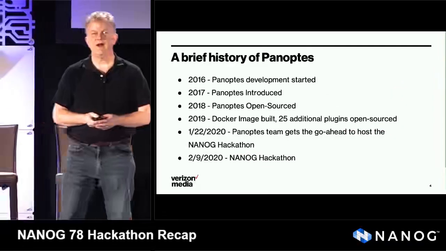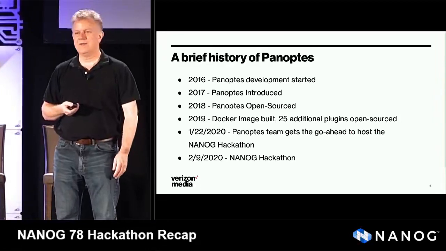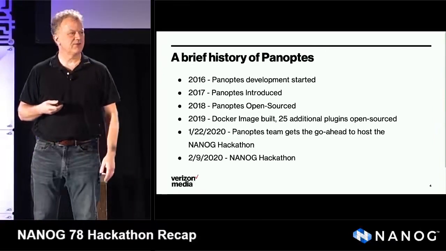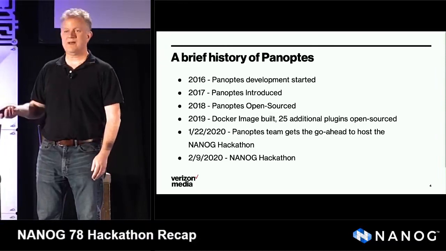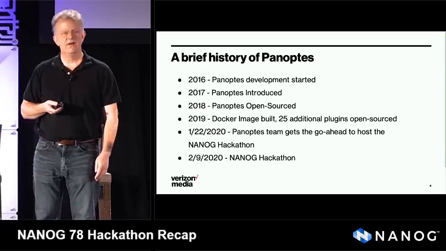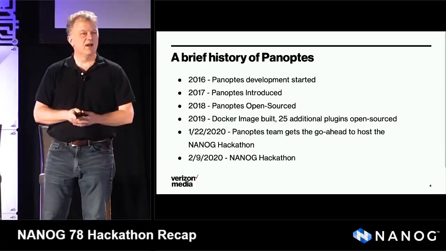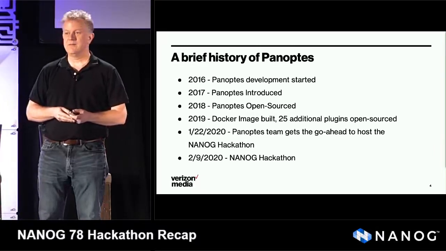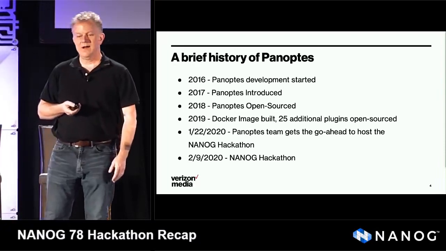So, a brief history. We started working on Panoptes in January of 2016, and it's been a journey with NANOG because a lot of our major announcements have been at this conference. In 2017, we announced Panoptes at NANOG and talked about what we were working on. In 2018, we open sourced the platform. In 2019, we made the open source a lot more accessible by wrapping it in a Docker image so that people could quickly install it and get up and running.